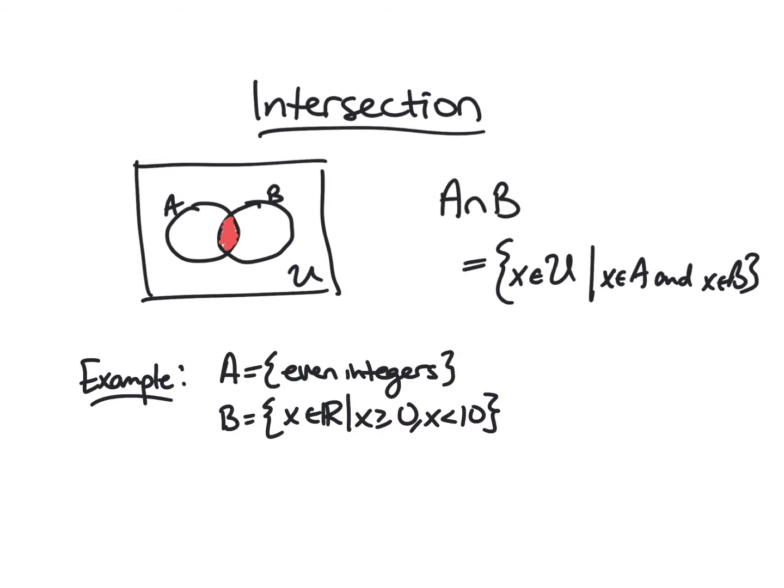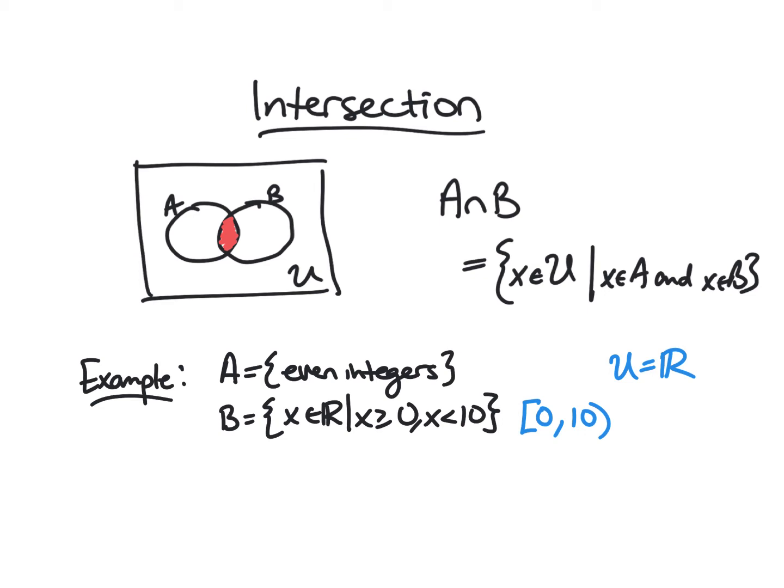So let's look at an example here. I have A as the even integers and B as all real numbers between 0 and 10, including 0 but not 10. I could also have just written this half-closed interval from 0 to 10. So here our U would probably be the real numbers, because B considers all real numbers inside that, not just the integers, while A is the integers, and you want to make sure everything's included.